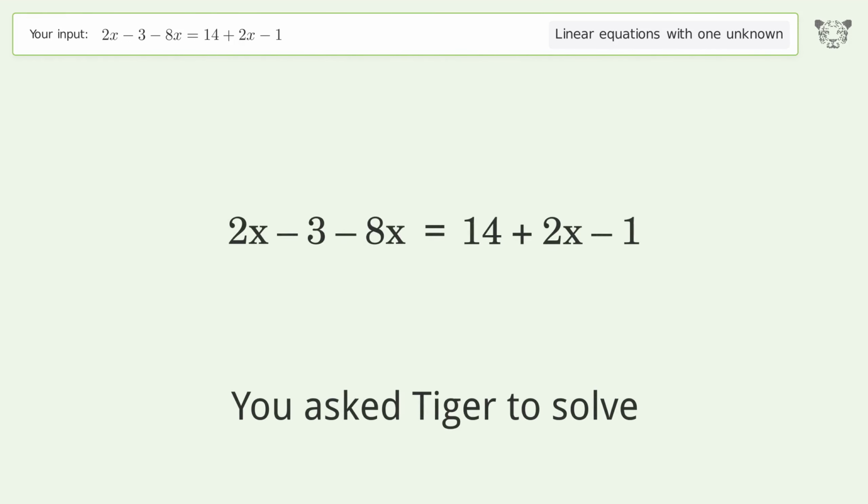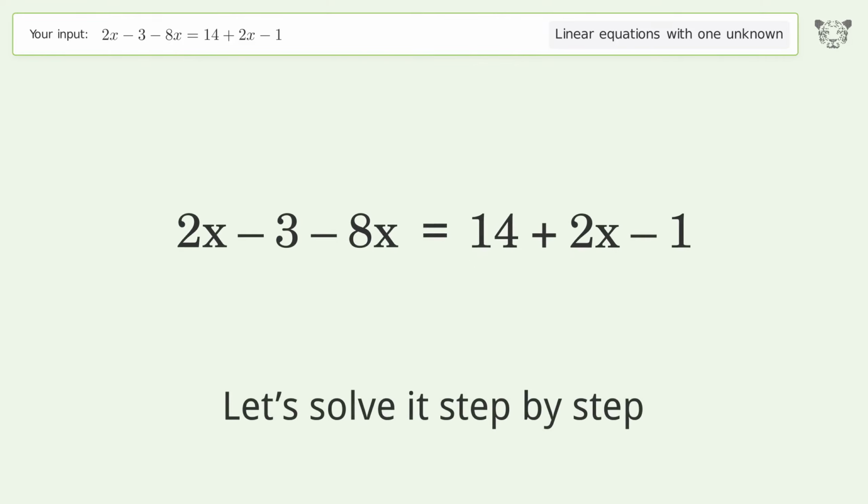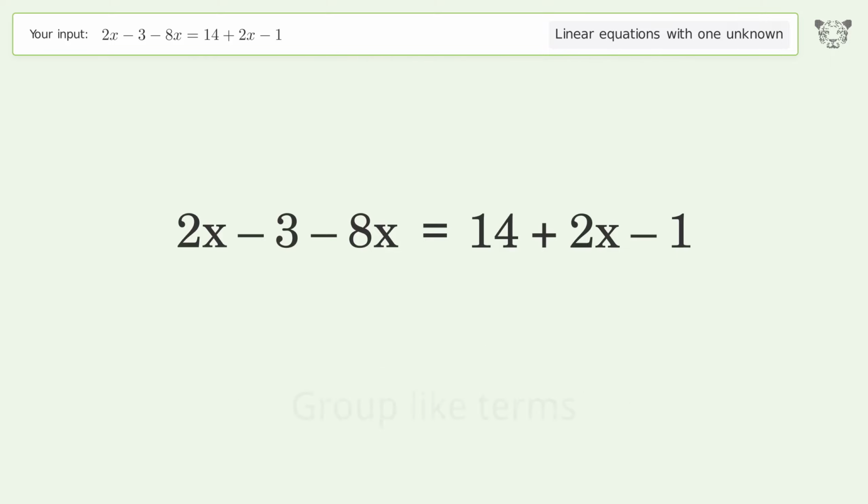You ask Tiger to solve this. This deals with linear equations with one unknown. The final result is x equals -2. Let's solve it step by step. Simplify the expression. Group like terms.